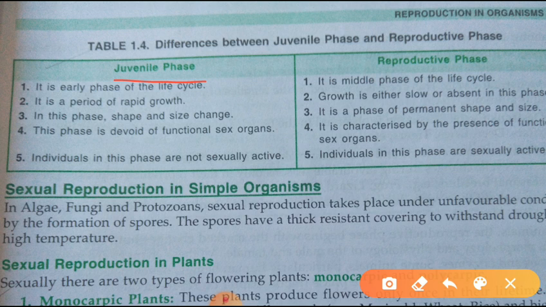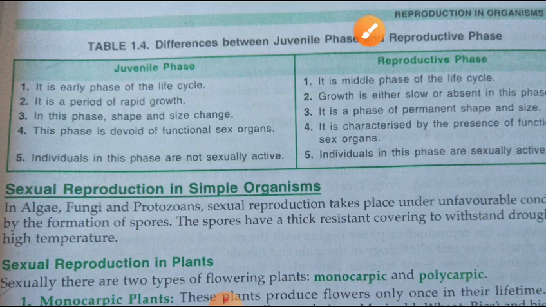That means the shape and size of the body of an organism is not permanent in this phase. It can change. This phase is devoid of functional sex organs. Sex organs are not functional during the juvenile phase. Individuals in this phase are not sexually active also. So these are the points we have to remember in the case of the juvenile phase.